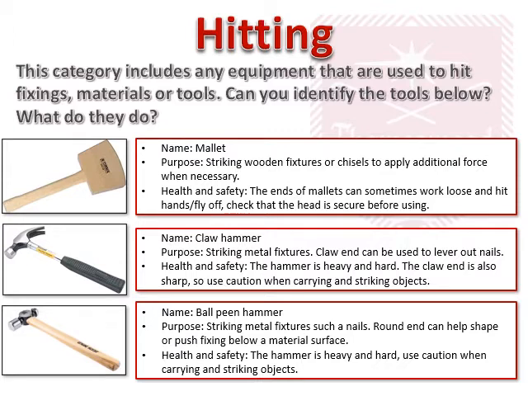Claw hammer, which is quite popular. You can strike nails and things like that. Obviously, we can use the claw end to lever out nails if need be. The ball peen hammer, you see it's got a rounded end on the other end. That can be used to push fixings below the surface of a material, or to shape metal potentially. So there we go. Health and safety, obviously they're hard and they're heavy, so you need to be careful when you're using them. And obviously if you're hitting things, you need to make sure your fingers aren't in the way.